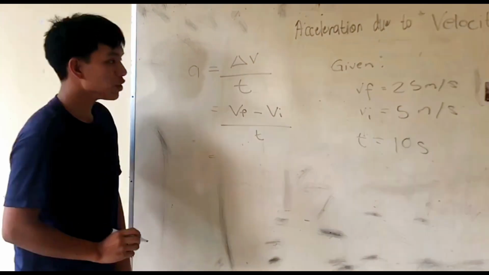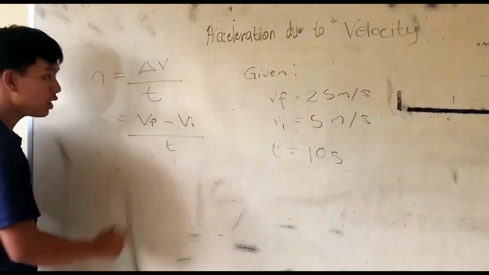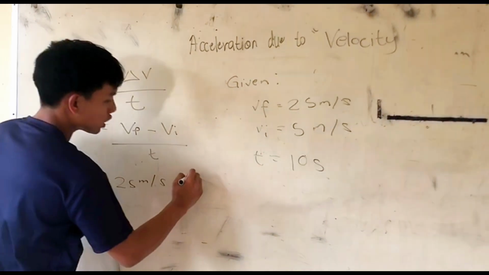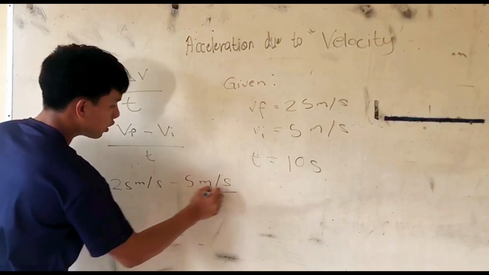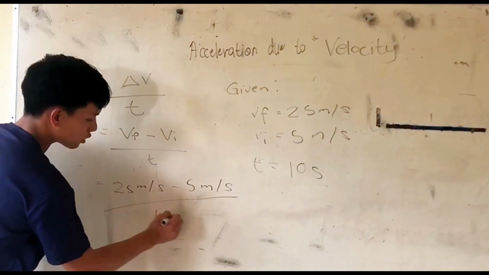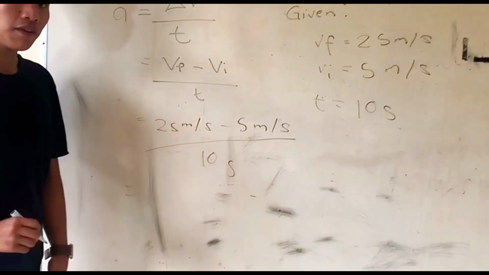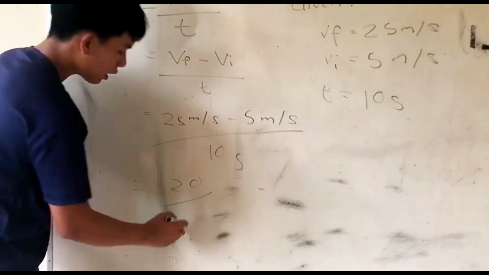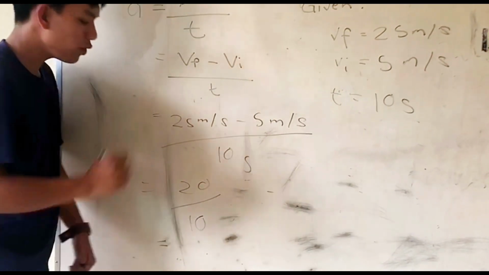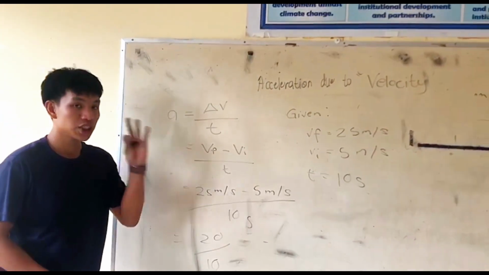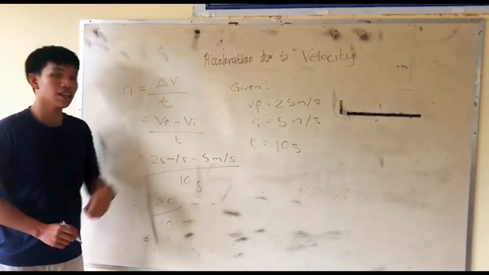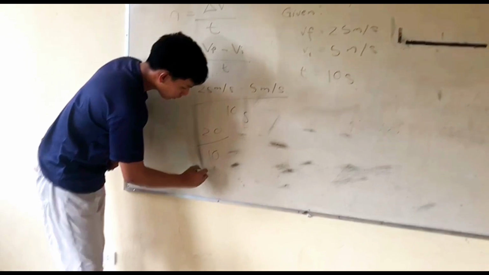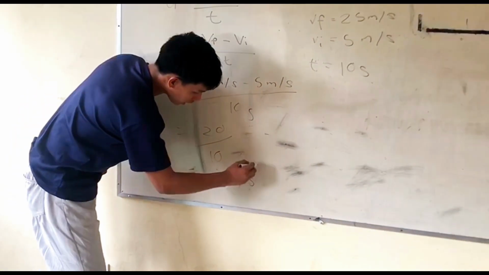So now let us substitute. What is the final velocity? It's 25 meters per second, subtracted by the initial velocity, which is 5 meters per second, divided by the given time of 10 seconds. So 25 minus 5 is 20, divided by the time, 10. Now I will give you 3 seconds to solve for the answer. 3, 2, 1. Now, do you think we've come up to the same answer? I think so. Because the answer for this is 2 meters per second squared.